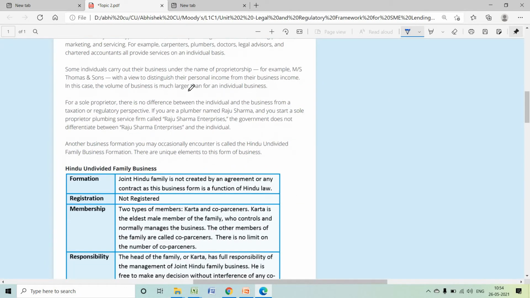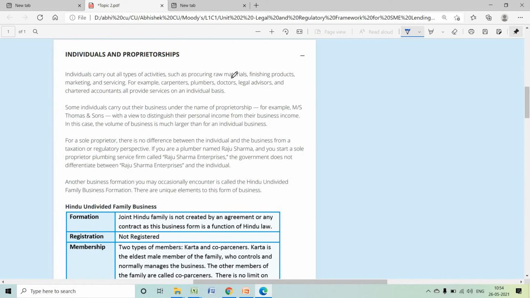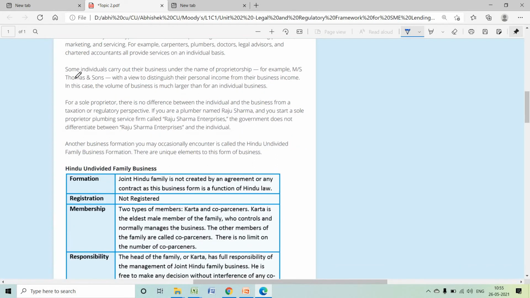Individuals and proprietorship. Individuals carry out all types of activities such as procuring raw material, finished goods, marketing, and servicing. For example, carpenters, plumbers, doctors, legal advisors, and chartered accountants all provide services on an individual basis. Some individuals carry out their business under the name of a proprietorship, for example, M/S Thomas and Sons, with a view to distinguish their personal income from their business income.